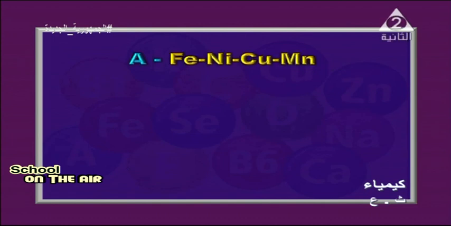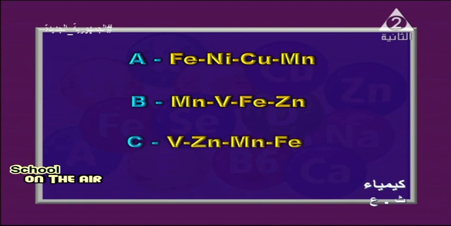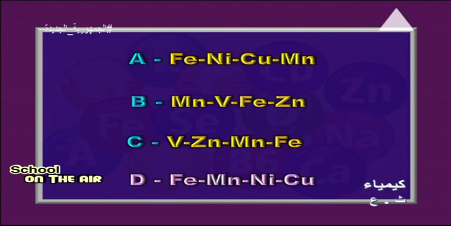A: Fe, Ni, Cu, Mn. This arrangement, right or wrong? Or Mn, V, Fe, Zn. Or V, Zn, Mn, Fe. Or Fe, Mn, Ni, Cu. Take care. I need the first one to work as a strong catalyst and the other as an oxidizing agent and so on. So the good answer is iron, Fe, manganese, Mn, nickel, Ni, Cu is copper. This is the best arrangement.